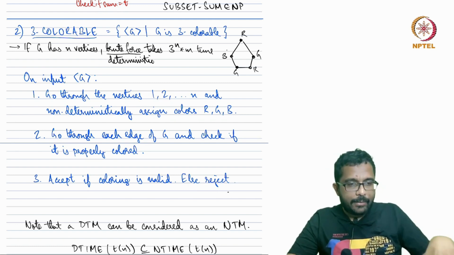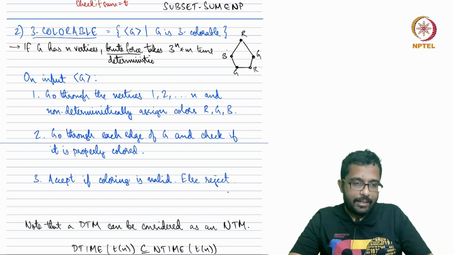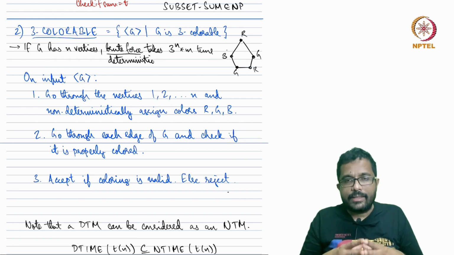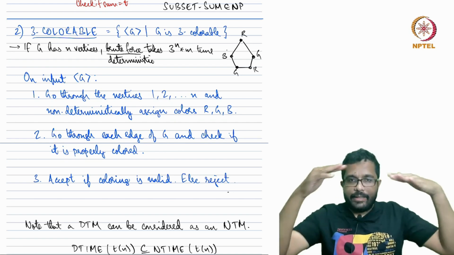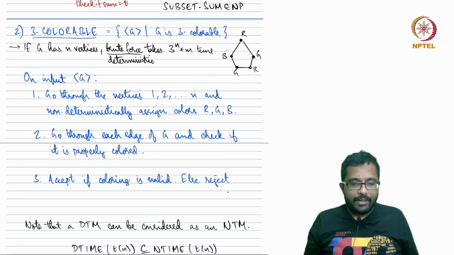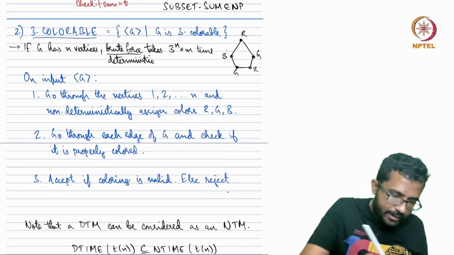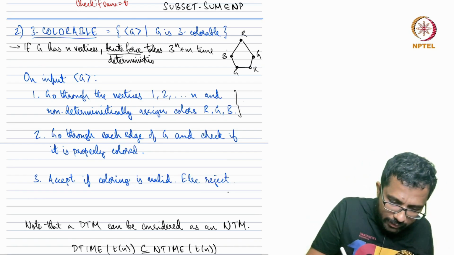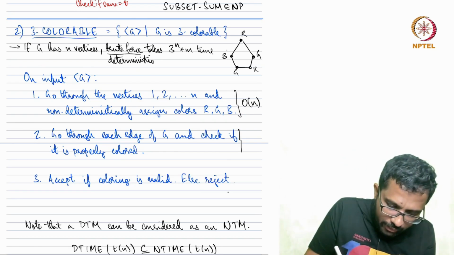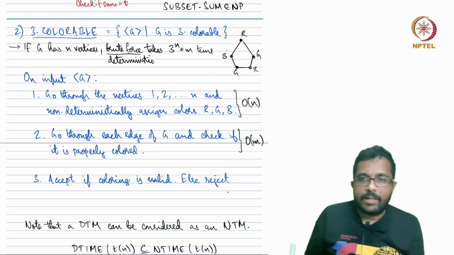And at the end of that computation path, we have made some assignment. And then this assignment, we deterministically check whether this assignment constitutes a proper coloring. Meaning you go through all the edges of the graph and see whether there is any clash between the colors of the endpoints. So the first step takes order n time because we have to walk through n vertices, and this step takes order m time, where m is the number of edges.